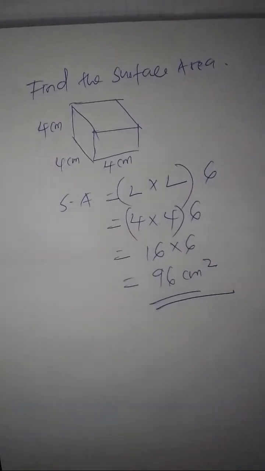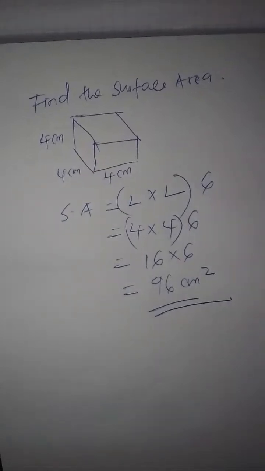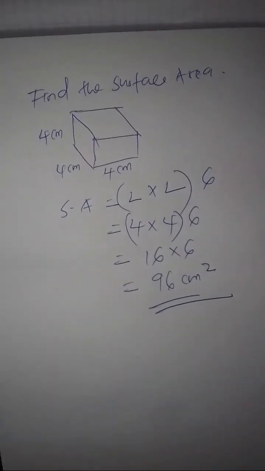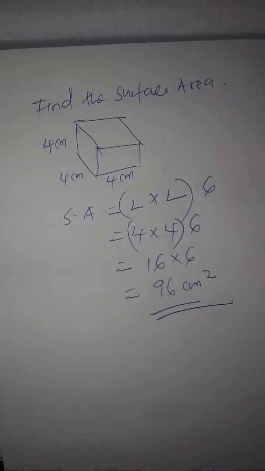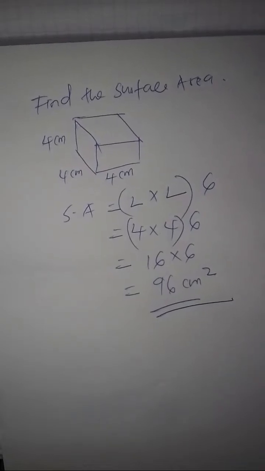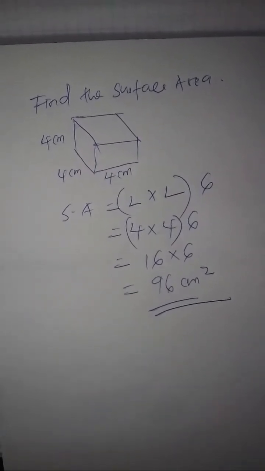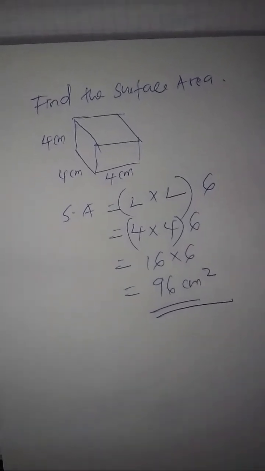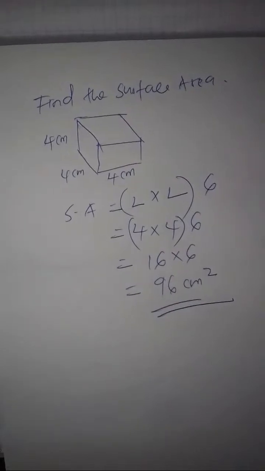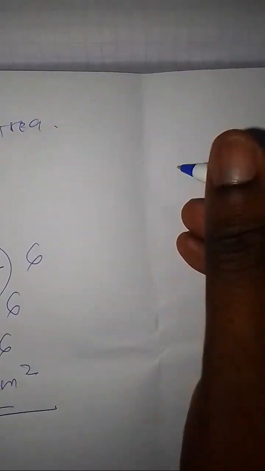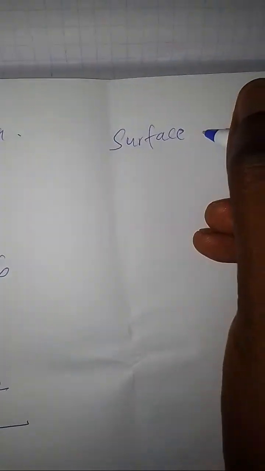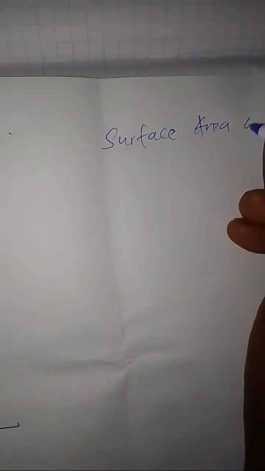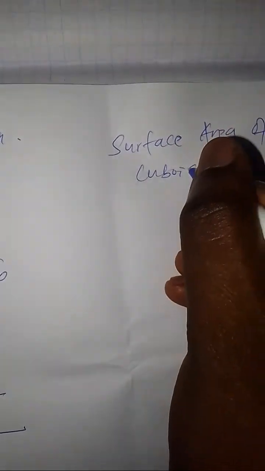We are talking about the surface area of different figures. We are talking about the cylinder, the cubes, the surface area of cuboids, the surface area of triangular prisms, and the surface area of cylinders. So just stick to this lesson and learn how we can calculate the surface area of cuboids. Surface area of cuboids.